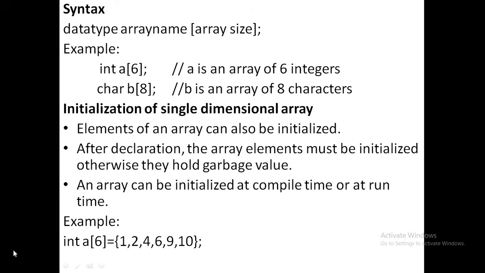Here comes the syntax: data type, array name, and within square brackets we give the array size, followed by a semicolon. In the example we have int a[6], where a is the name of the array which can store 6 integer values, and char b[8]. Here b is the name of the array which can store up to 8 characters.